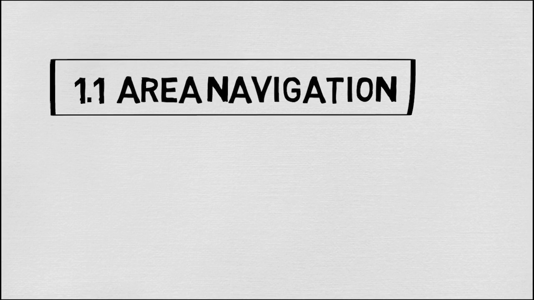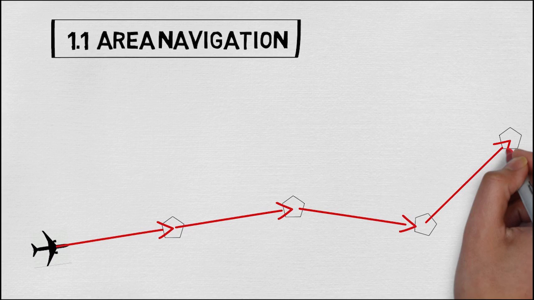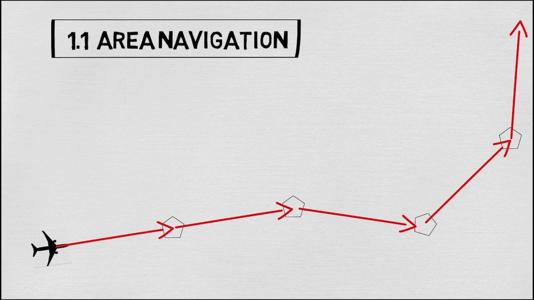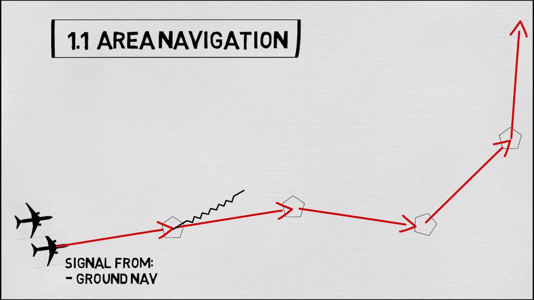Area navigation is a concept that has been used for a long time in aviation. Now, back in the good old days, navigation was primarily through ground-based equipment. Navigating meant flying between beacons en route to your destination. This meant that a signal from ground navigation was essential. Through technical advances, aircraft equipment could use signals from ground-based navigation to create pseudo waypoints.